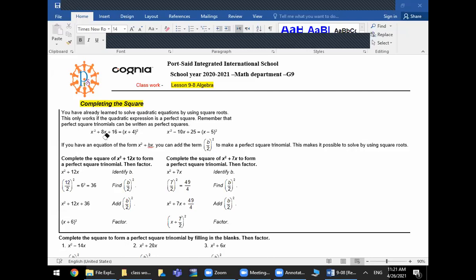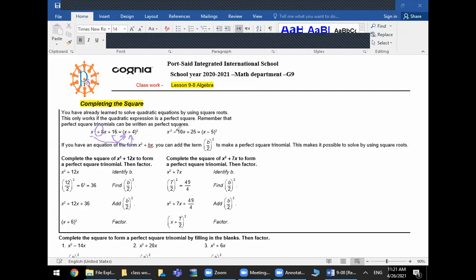So, like this example, I want to write it as a perfect square. Then, as I said, square root the first, right? And then square root the third, and then the sign in the middle. It will be x plus: the square root of the first is x, the square root of the third is 4, and the sign in the middle, which was positive, all to the power of 2.